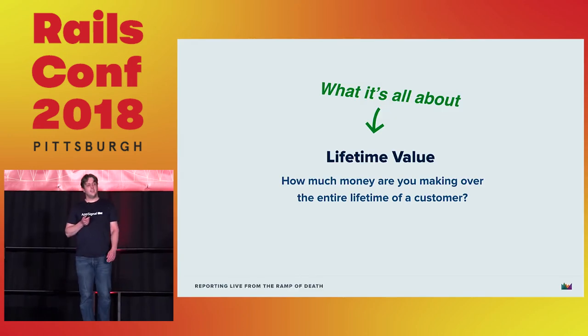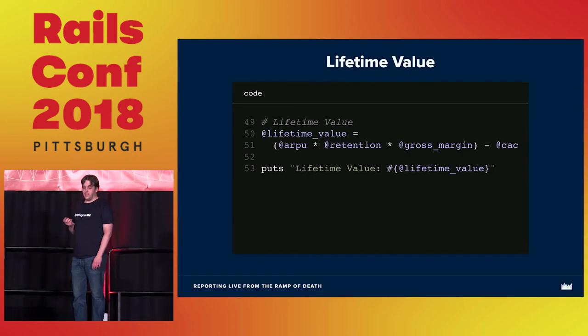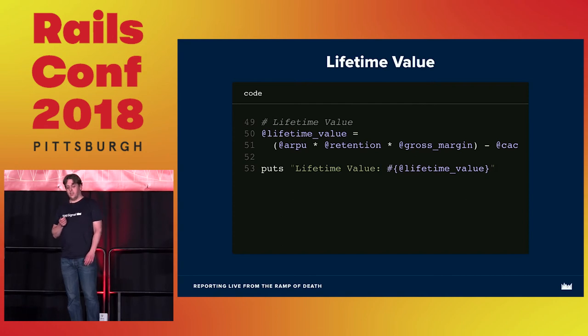And then all these numbers combined lead to the king of metrics for a software as a service company, lifetime value. And lifetime value is calculated like this. You multiply the average revenue per unit with retention, and you multiply it with gross margin, and you deduct the customer acquisition cost from it.